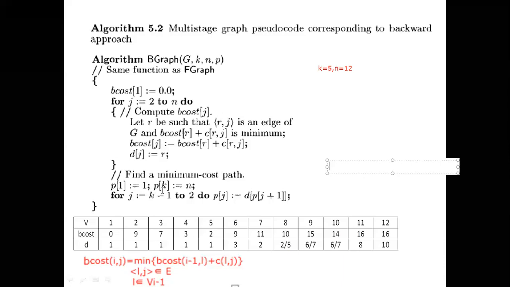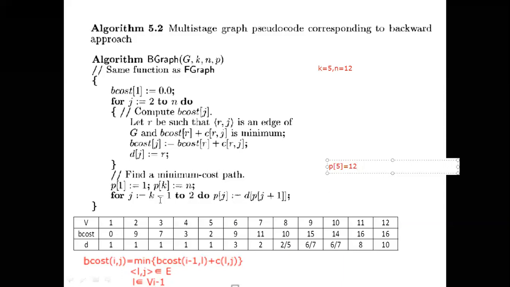What is P of K? What is K value? It is 5. P of 5 is equal to n. What is n? It is 12. What is the meaning of that one? First vertex, we are starting with the 1. Last vertex, we are ending with the 12. That is the meaning of this line. K value is 5. Last vertex, we are going to end is 12. And first vertex, it is starting is 1.